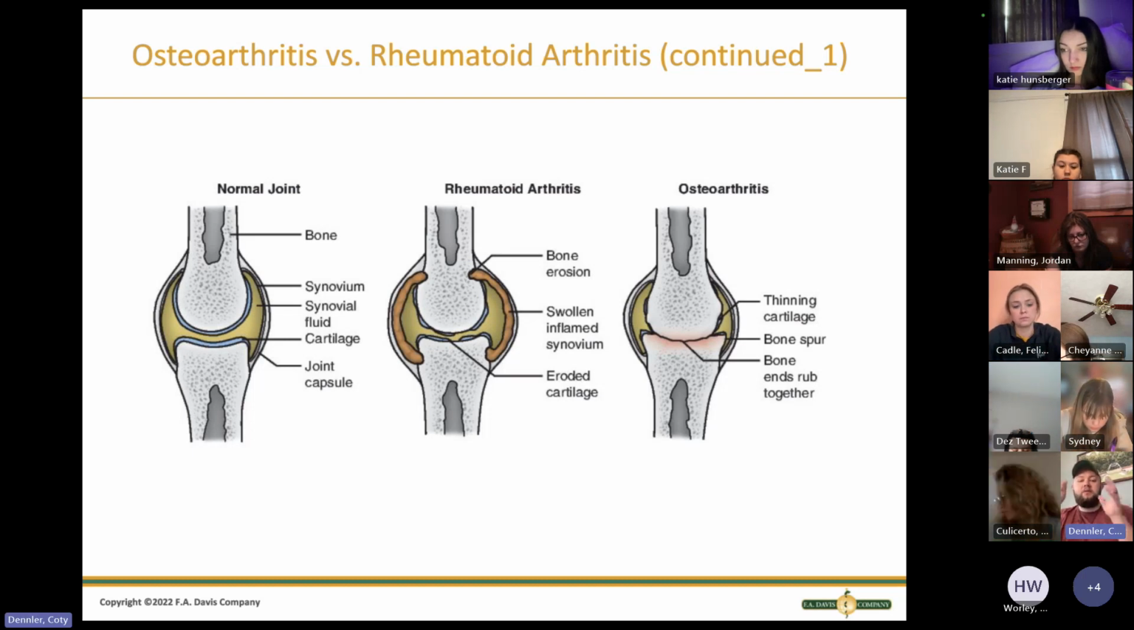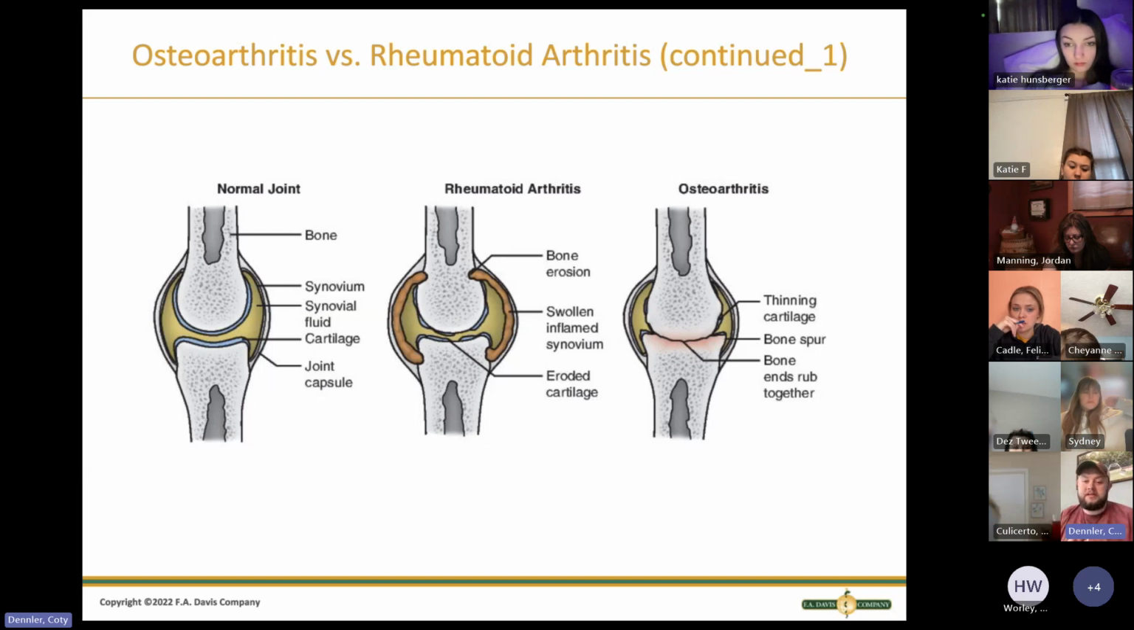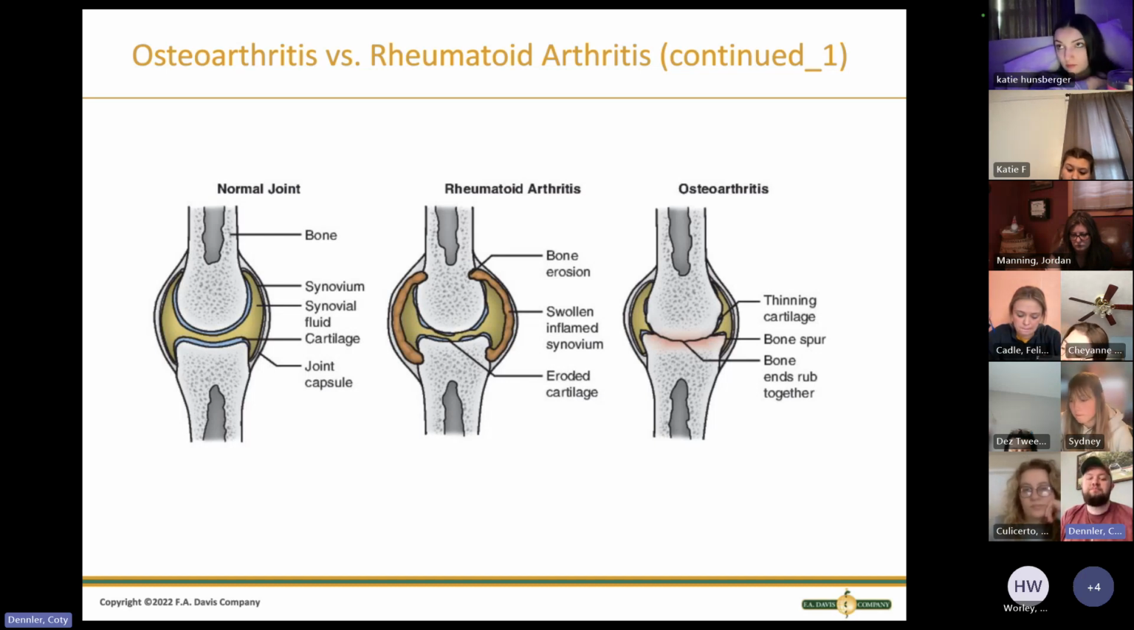Okay, so looking at rheumatoid arthritis, you start to see a little bit of bone erosion, and that comes from this swollen and inflamed synovium, right? So that synovium that's holding in that synovial fluid becomes inflamed and angry and very painful. This results in eroded cartilage and bone erosion. It does a real number on your joints. Like somebody that has RA in their joints, it's awful. It really is painful. It more or less just destroys the joint.